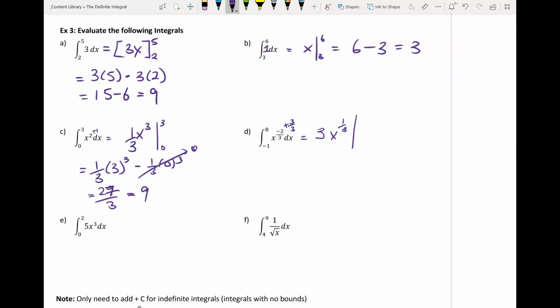Okay, now we want to evaluate this from -1 to 8. So that's 3 cubed root of 8 minus 3 cubed root of, sorry, -1. Which is 3 times 2 minus 3 times -1. That's 6 plus 3, which is 9. And that's our final answer.